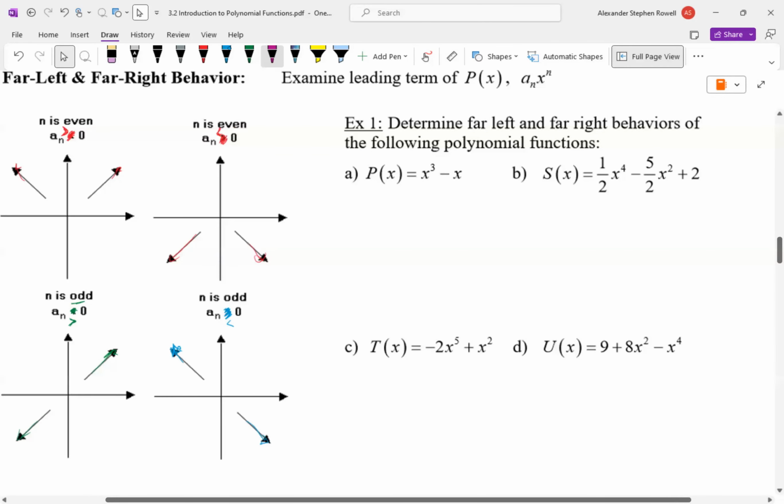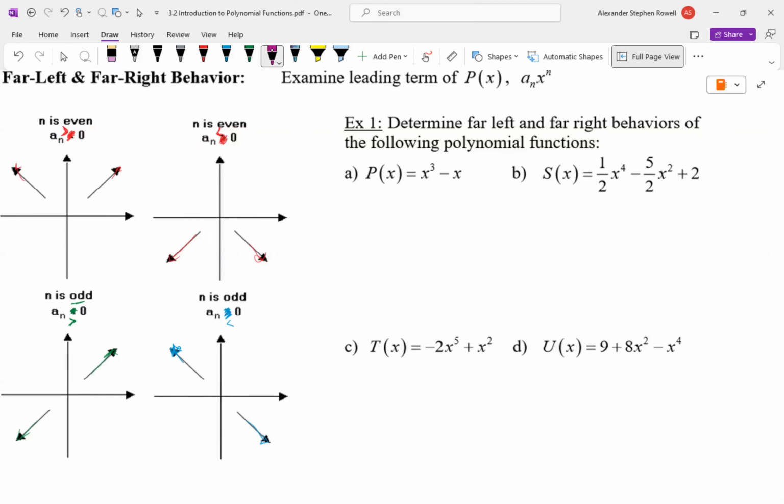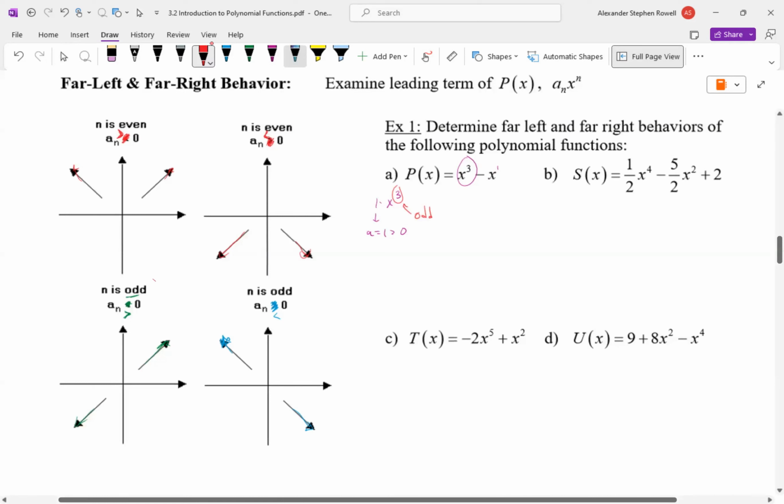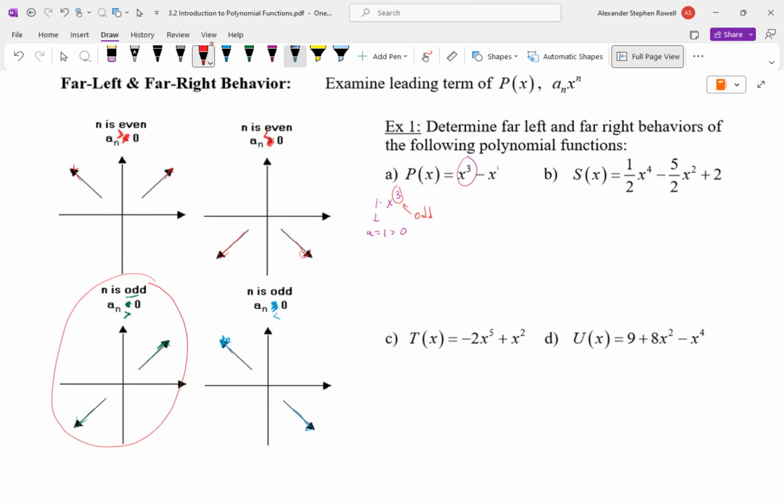Okay, let's try and apply this. Example: P of x equals x cubed minus x. I care about which term? X cubed. I don't care about the small exponent term. With x cubed, the lead number a is equal to 1, which is positive, and my exponent is odd. In which case, I'm talking about this behavior. But I like to double check because my memory is awful.